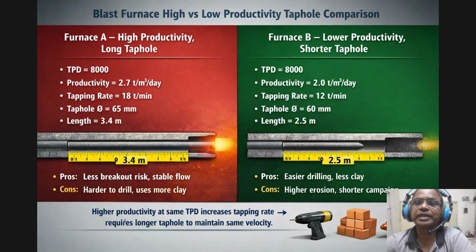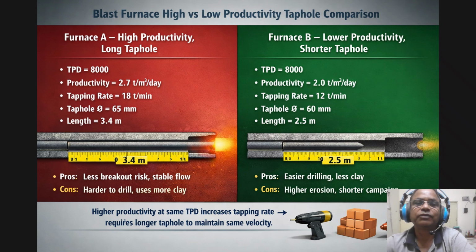TPD is 8,000, but because the productivity is high, the furnace runs with fewer casts or a higher tapping rate. So here it is 18 tons per minute, taphole diameter is 65 mm, and the calculated length is 3.4 meters. Pros are less breakout risk and very stable flow. Cons are that it is harder to drill and uses more clay per cast.